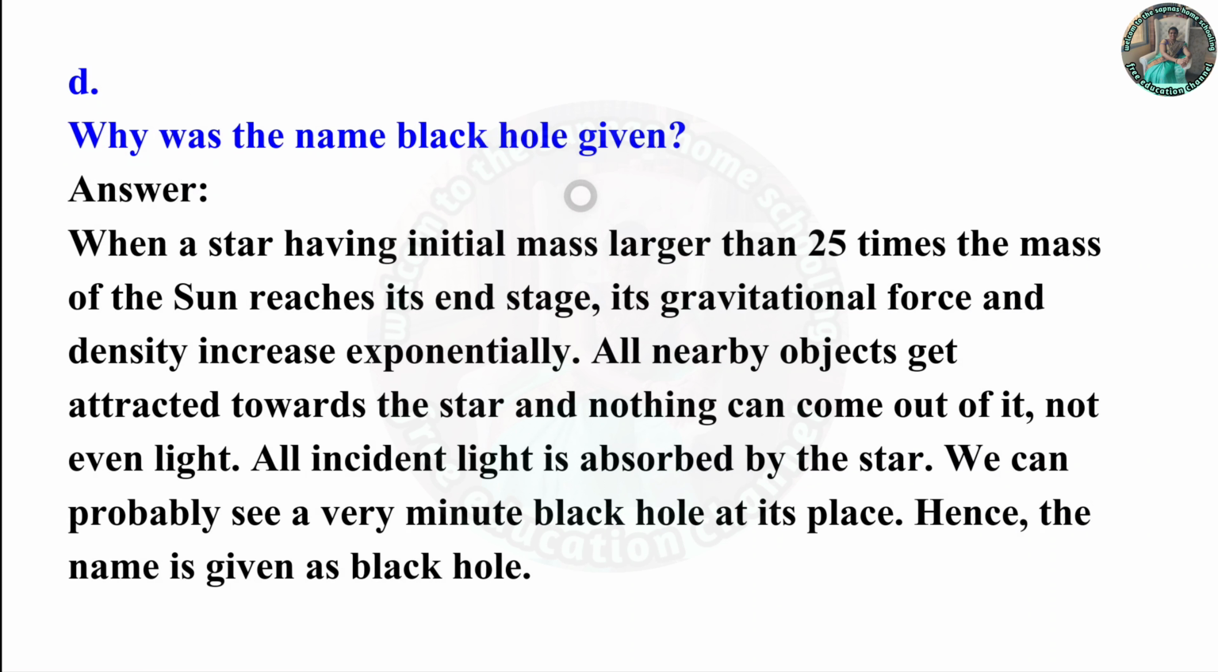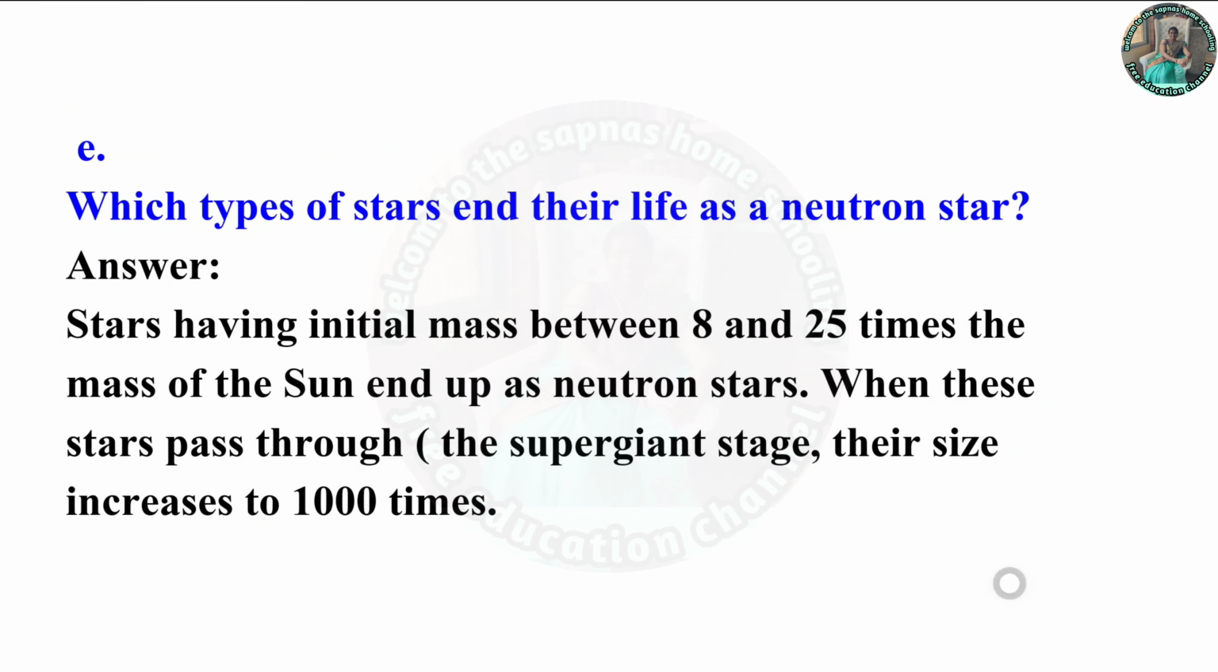Why was the name black hole given? When a star having initial mass larger than 25 times the mass of the sun reaches its end stage, its gravitational force and density increase exponentially. All nearby objects get attracted towards the star and nothing can come out of it, not even light. All incident light is absorbed by the star. We can properly see a very minute black hole at its place. Hence, the name is given as a black hole.